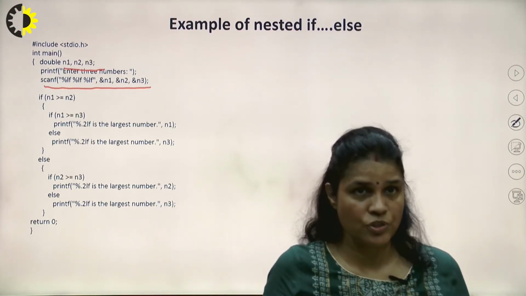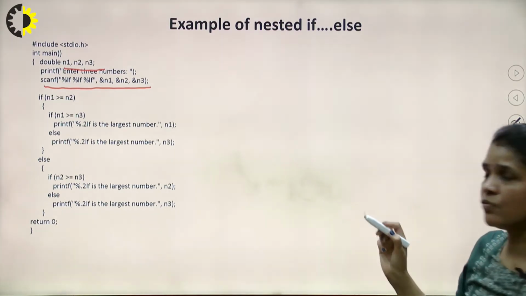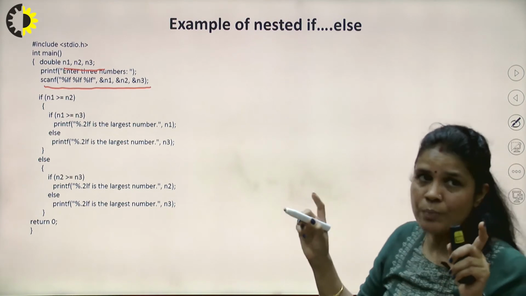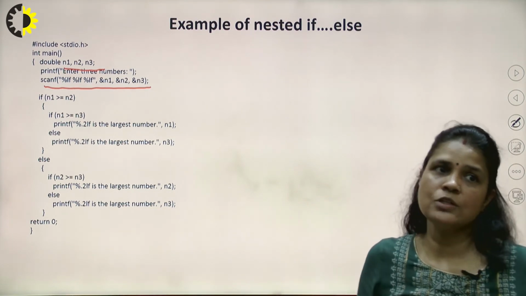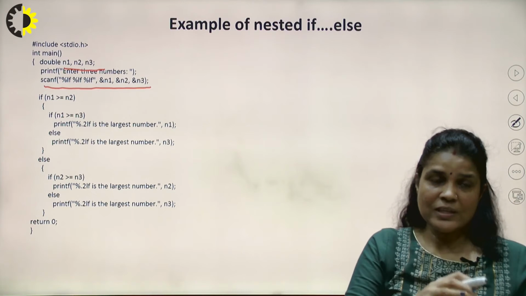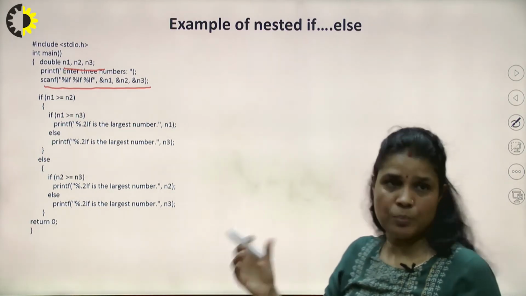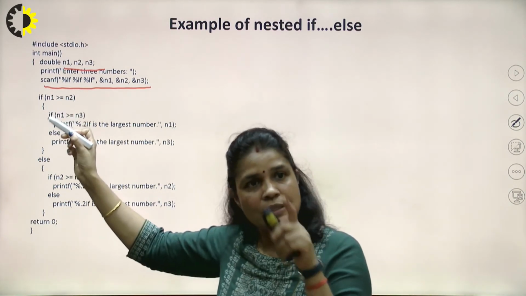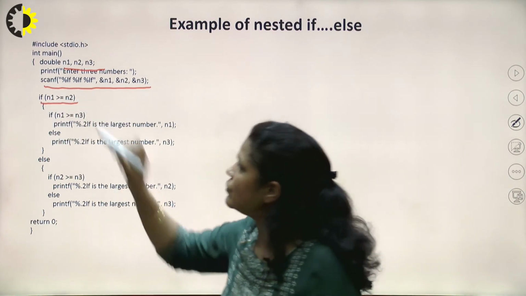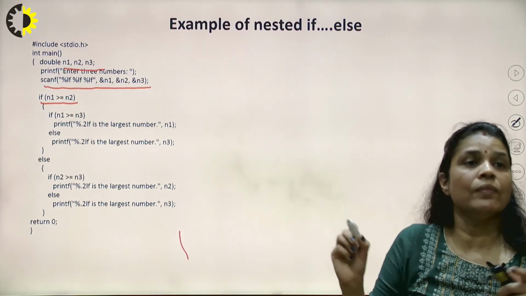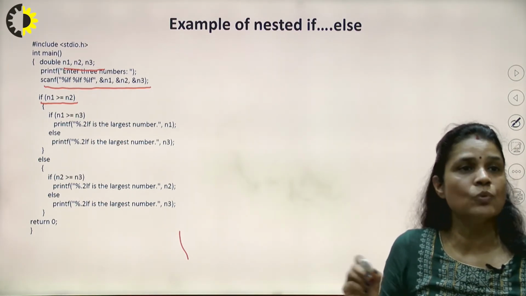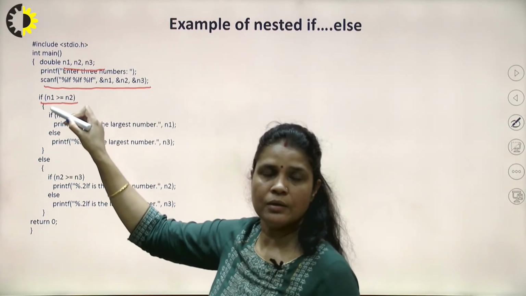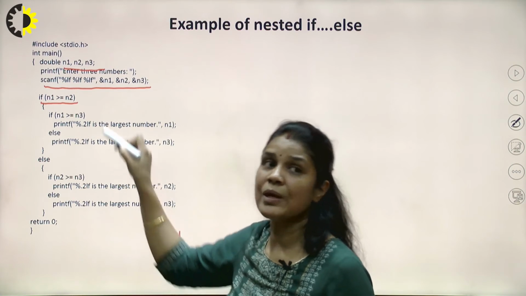What will be the logic for 3 numbers to check which one is the greatest among all? We'll check the first 2 numbers first, N1 and N2, and check if N1 is greater than or equal to N2, right? It may sometimes be possible that the numbers are equal. So we write if, and in the bracket N1 is greater than or equal to N2. What can be the result of this statement? Sometimes it may be true, sometimes false.